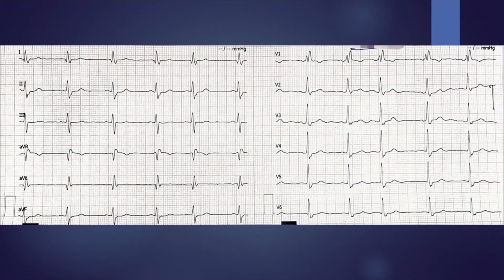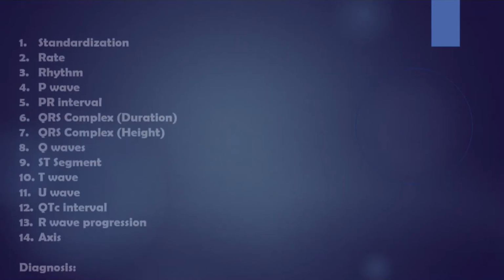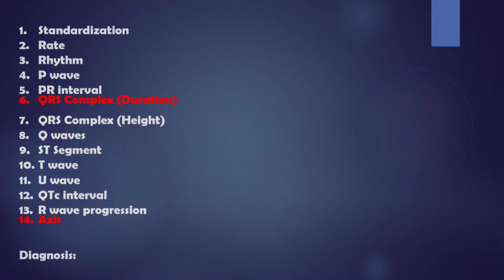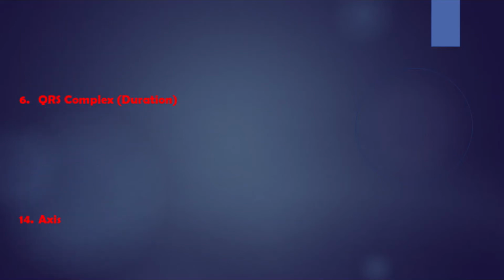What do you guys think of this one? Go on. Go through the 14 things and tell me what you see. If we focus on these two things, we'll be able to make our diagnosis. The QRS duration was more than 126 milliseconds. It was 3 small boxes.